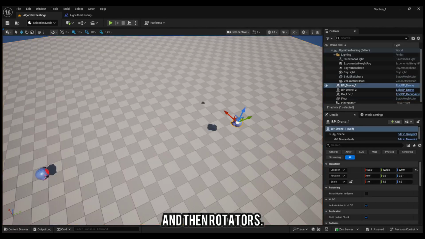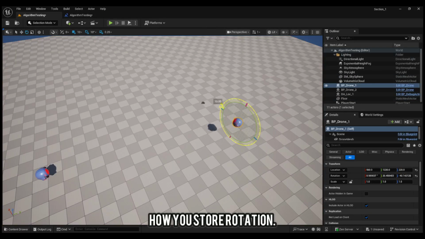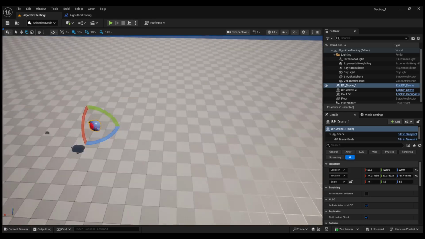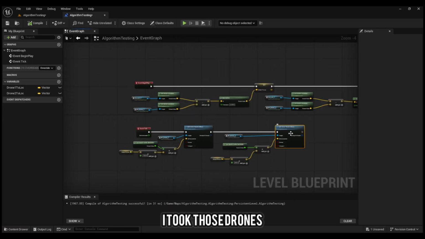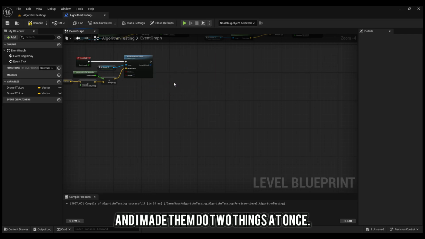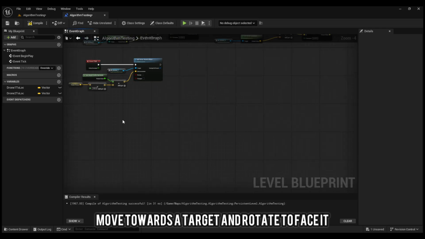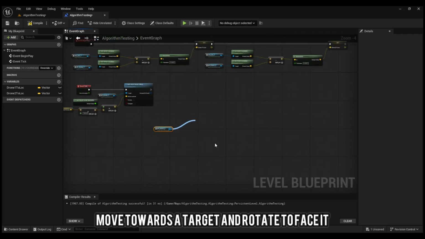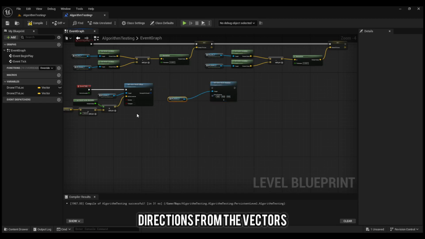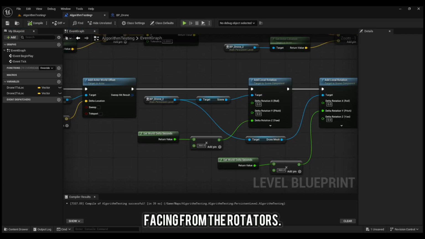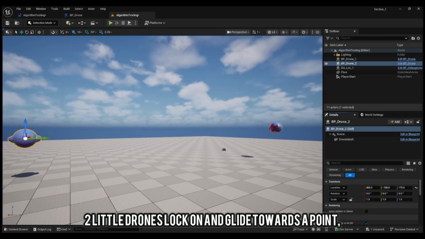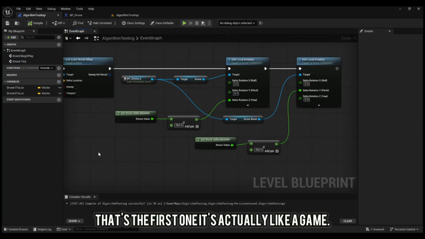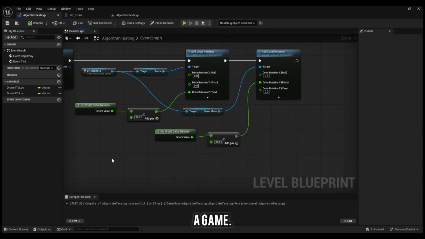And then rotators. How you store rotation. Yaw, pitch, roll. This is where it all came together. I took those drones and I made them do 2 things at once. Move towards a target and rotate to face it as they go. Directions from the vectors, facing from the rotators. And watching 2 little drones lock on and glide towards a point, that's the first time it's actually looked like a game. Not a tutorial, a game.